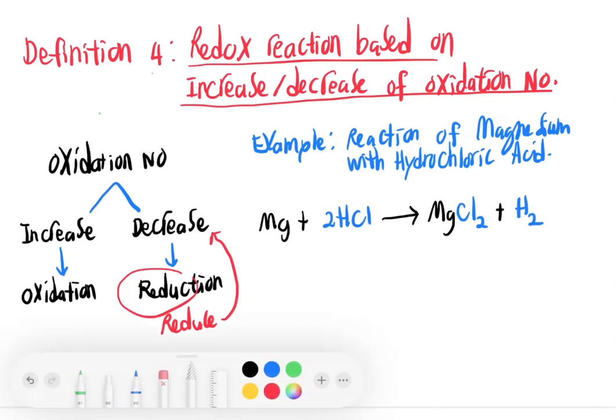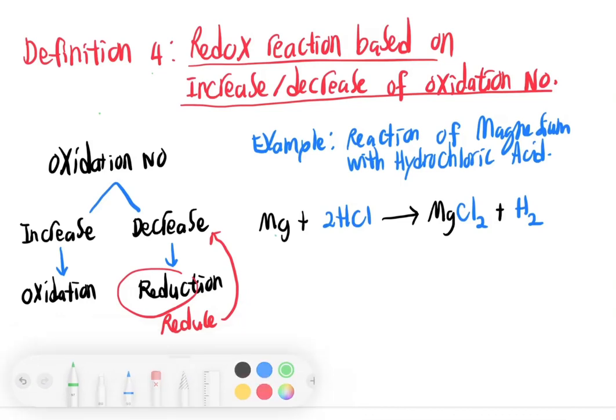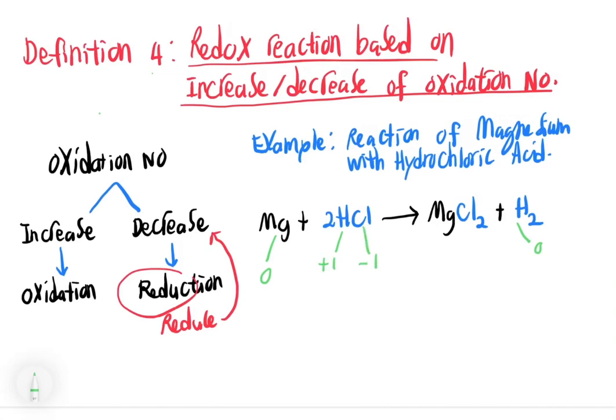Okay, so we will start with magnesium. Magnesium is in its elemental state, so the oxidation number of an elemental state is always 0. And so is hydrogen. Even though hydrogen is a molecule, this molecule is in its elemental state, so the oxidation number is also 0. Hydrogen is always +1, while chloride ion is -1. Magnesium ion is always +2, and chloride is -1.